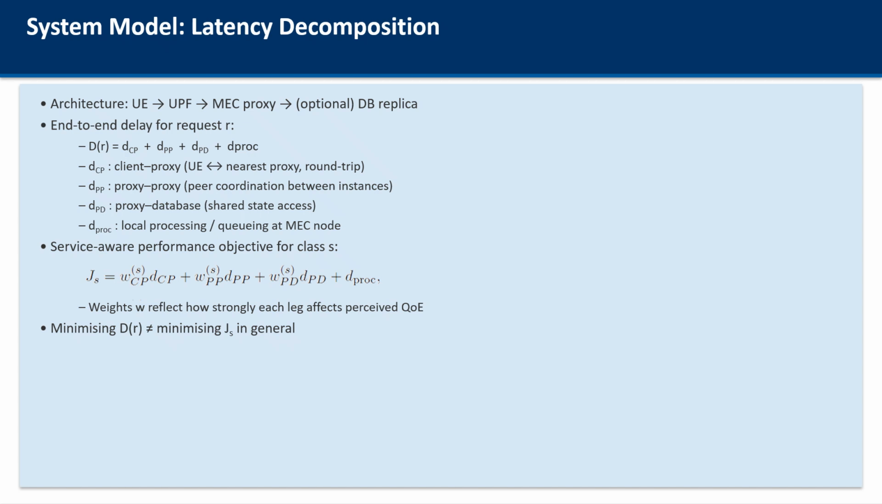Rather than minimizing this aggregate, we introduce a service-aware objective J_S that weights each component according to how strongly it affects perceived quality for service class S. The weights W_CP, W_PP, and W_PD are non-negative and service-specific. The key point is that minimizing the total delay D does not generally minimize the service-specific objective J_S, because the dominant weight may be on a component that a generic placement strategy does not specifically target.